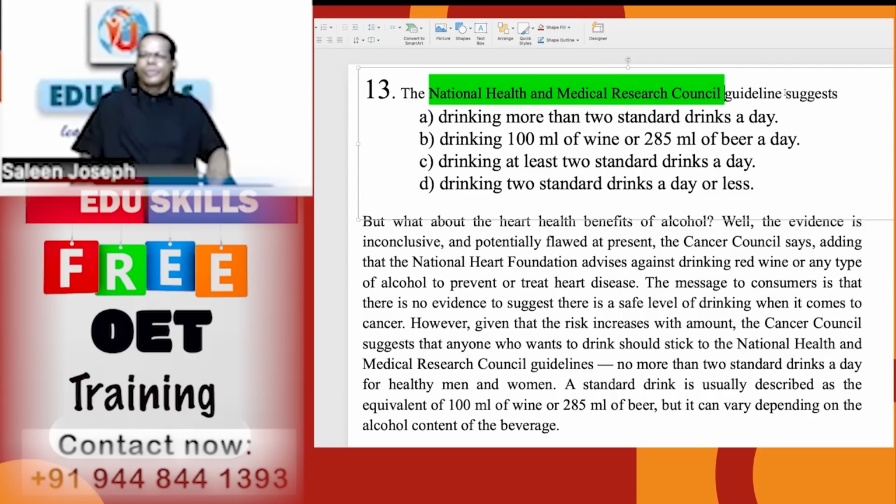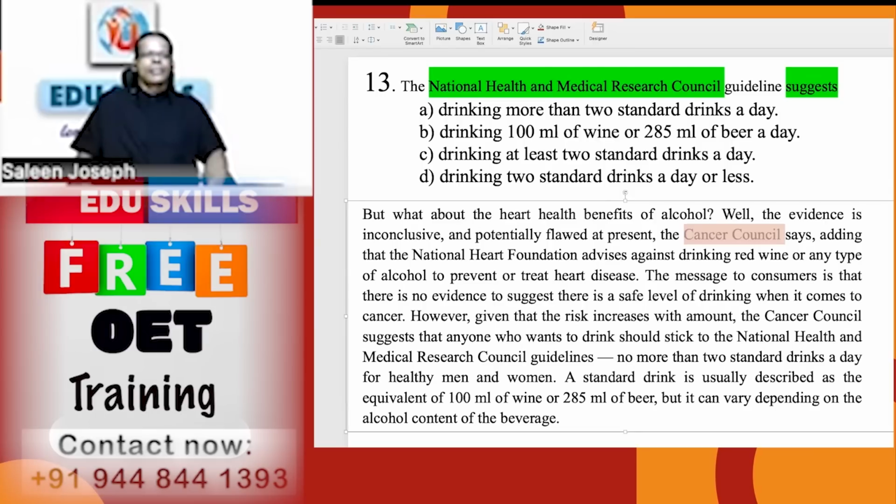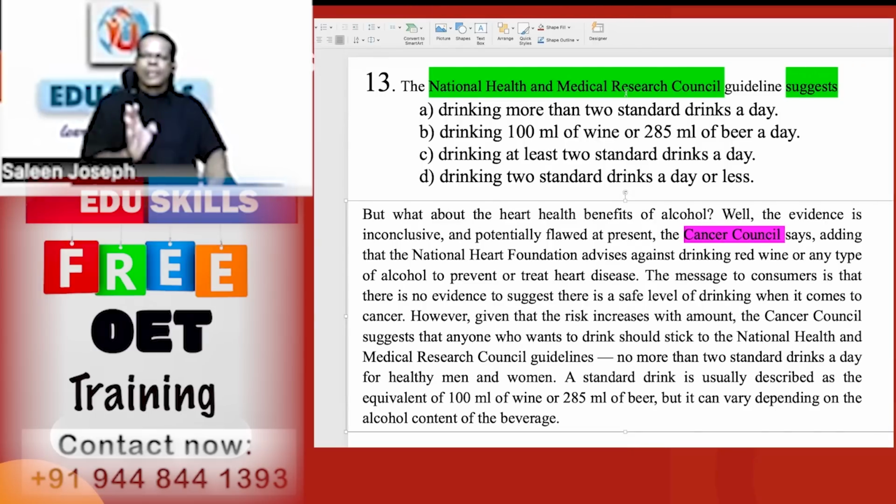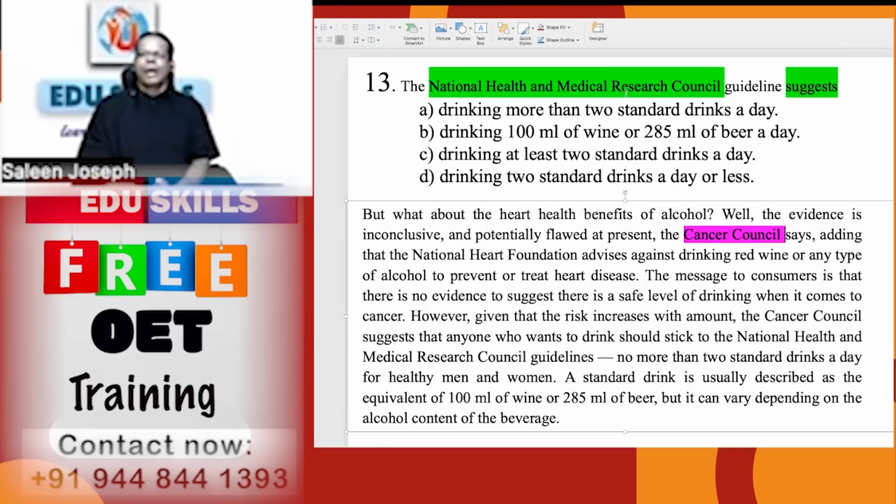It can be the name of a person. And this word is the hedging word here. Okay, hedging word in the question. Main word, suggests, means the opinion of the National Health and Medical Research Council. That's what you need. Maybe you will have Cancer Council, you see here, but they are not asking the opinion of Cancer Council. They are asking, so your focus should be on NHMRC.